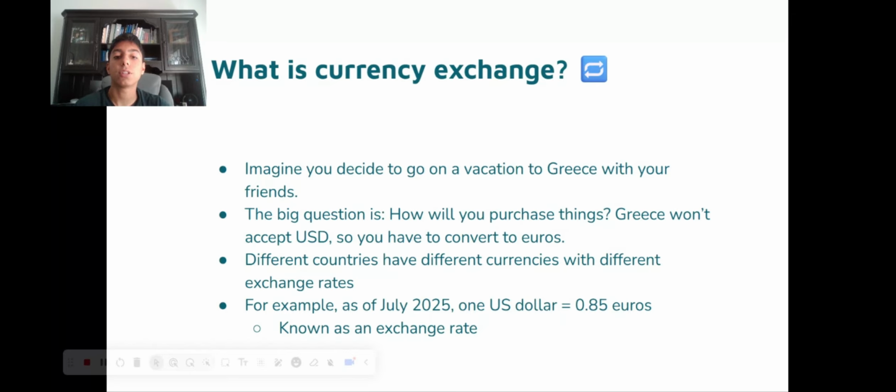So let's say you give the currency exchange booth $100 and you get 85 euros back. That means the exchange rate is $1 equals 0.85 euros. This number changes all the time. That's because the value of currencies is constantly shifting, depending on supply and demand, inflation, interest rates, and more. But we'll get to that later. The simple exchange from dollars to euros is your first step into a global system called the foreign exchange market.